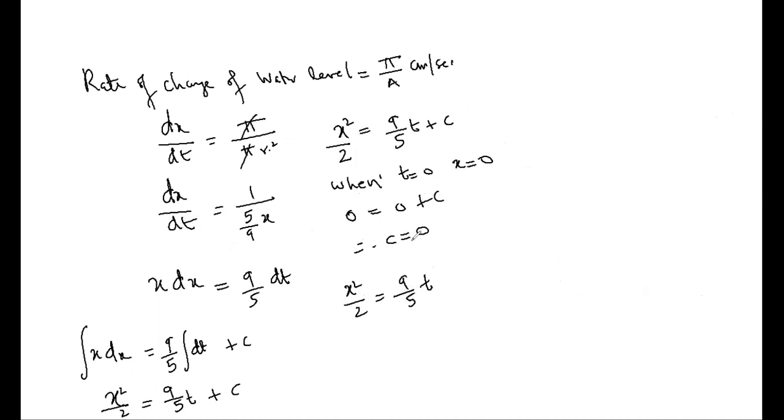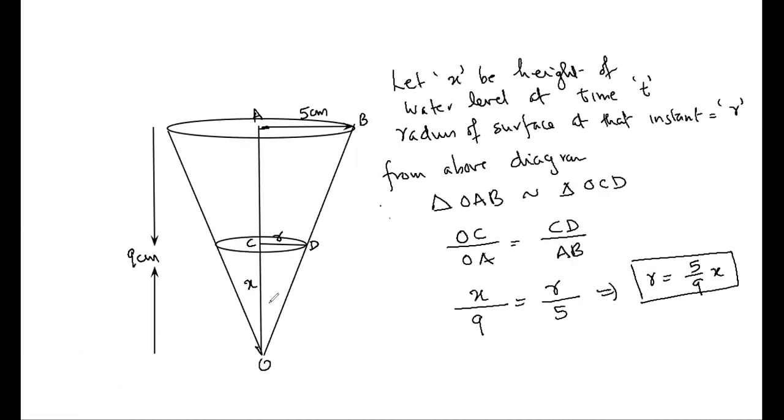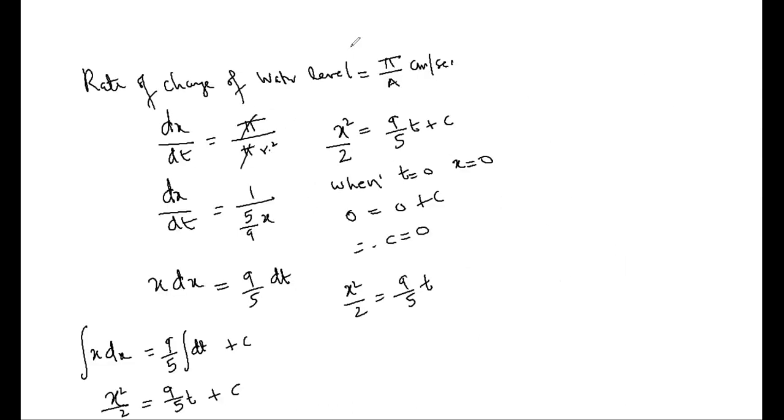What we have to calculate? Show that the vessel will be full in 75 seconds. Okay, so we have taken time in seconds. So when will this vessel be full? What will be the value of x when it is full? At time t, 9 centimeters. Yes, 9. When x becomes 9, the vessel will be full. So when x is equal to 9, what is t we have to calculate?